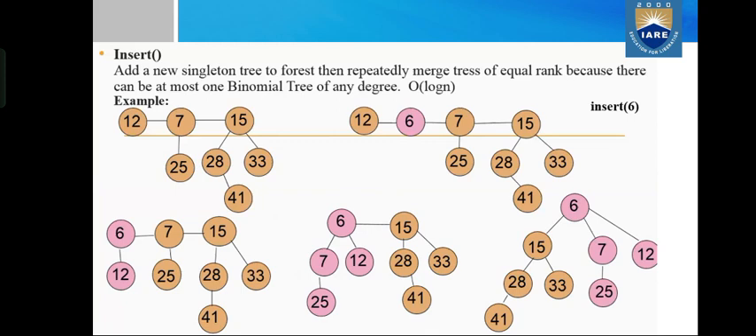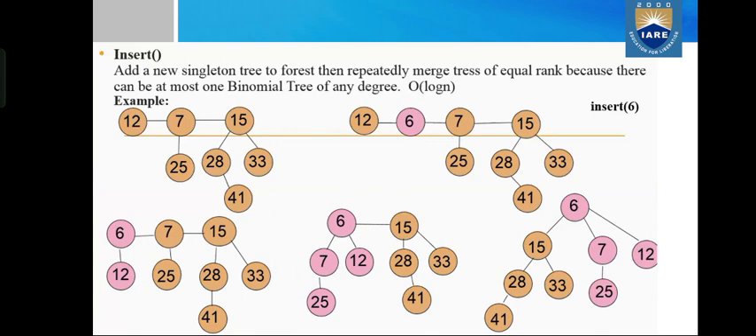In the insert function, we add a singleton tree to the forest and repeatedly merge trees of equal ranks, because there can be at most one binomial tree of any degree, O(log n). For example, here we have two trees, 12, 7, 15, 25, 28, 33, 41, and we want to insert 6 in it. As 6 is rank 0, here we can find 12 also of rank 0.